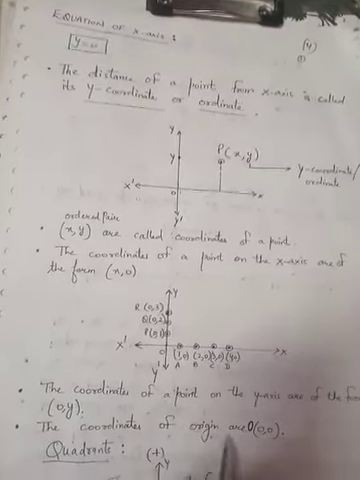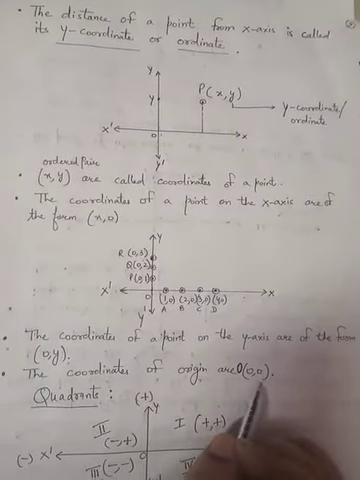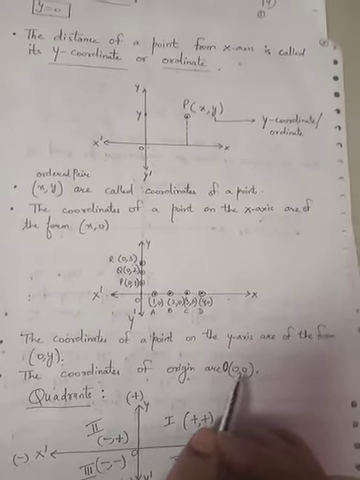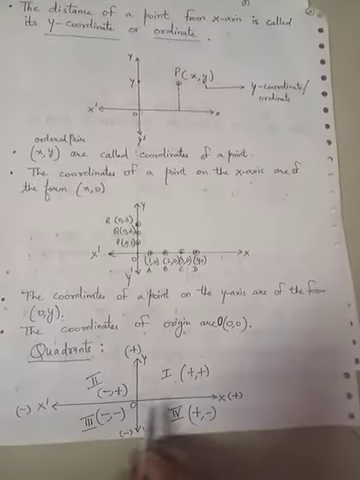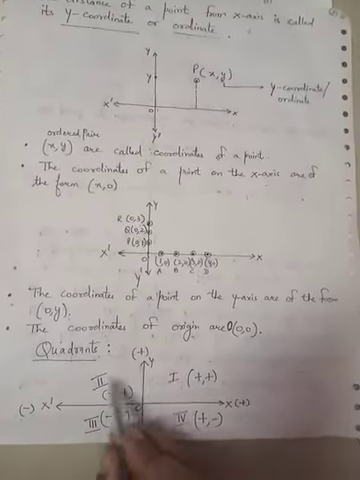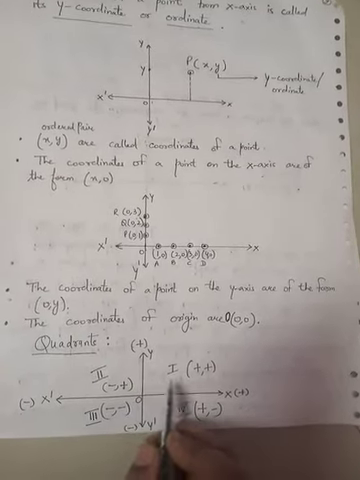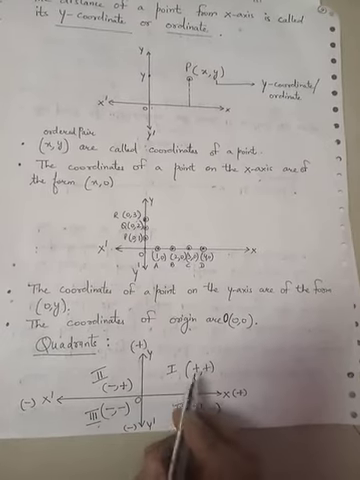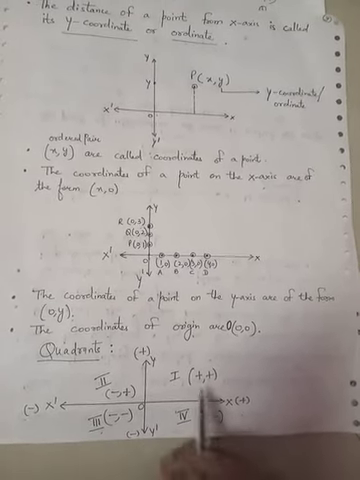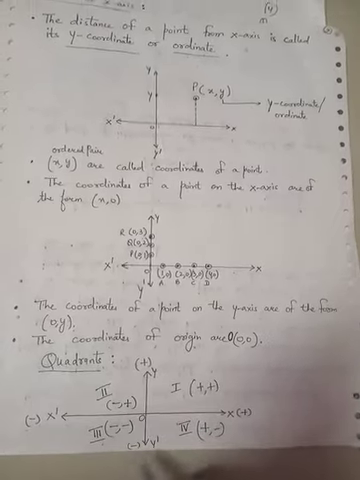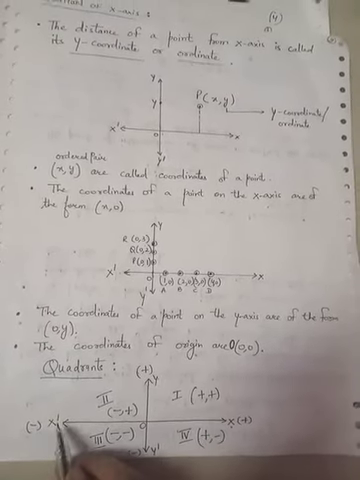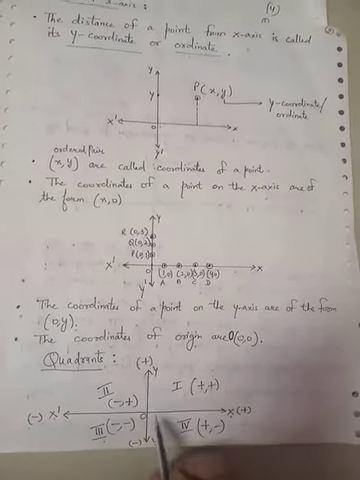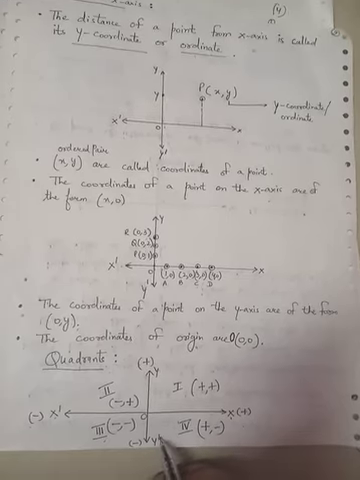Now the coordinates of the origin O are (0, 0). So the origin point has the coordinates (0, 0). Now the plane is divided into 4 quadrants: first quadrant, second quadrant, third quadrant, fourth quadrant. You have to move in the anti-clockwise direction from this to this. This is your positive x, this is your negative x, called x dash. This is your positive y, this is your negative y, y dash.